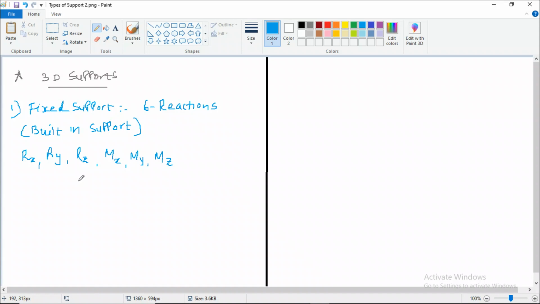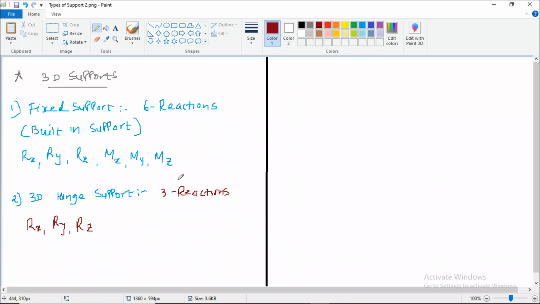Another type of support is the 3D hinge support. So how many reactions are possible in 3D hinge support? There are 3 reactions possible. Now which are those 3 reactions? Those are Rx, Ry and Rz. So all vertical, horizontal and the other dimensional reactions are possible in this 3D hinge type of support.